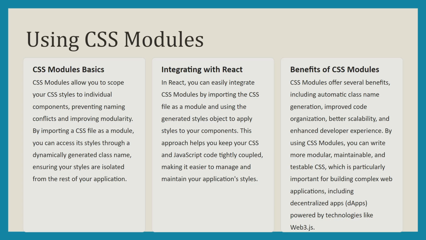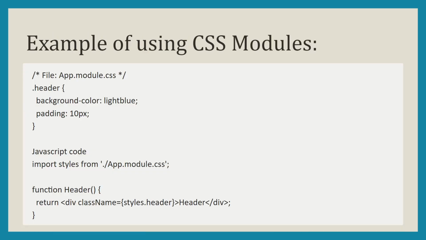CSS, as you know, stands for Cascading Style Sheets. I am sorry I didn't mention it before, but I'll mention it now. CSS stands for Cascading Style Sheets. So, these offer several benefits, including automatic class name generation, improved code organization, better scalability, and enhanced developer experience. By using CSS modules, you can write more modular, maintainable, and testable CSS, which is particularly important for building complex web applications, including apps powered by Web3.js.